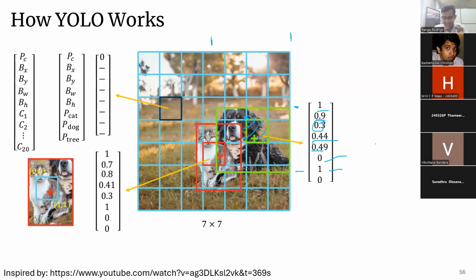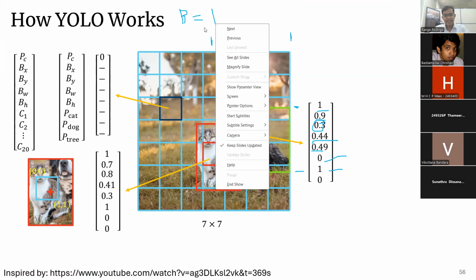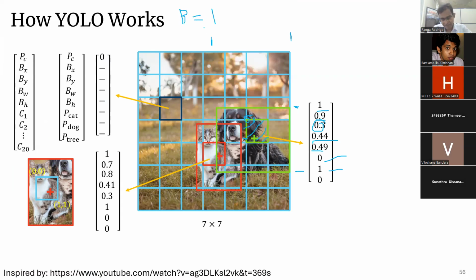Each of these cells will be assigned a vector of a particular size, and that size we know: 5 times the number of bounding boxes plus the class probabilities. Here I am considering B equals 1, number of bounding boxes equals 1. In the YOLO paper, they used 2 bounding boxes.